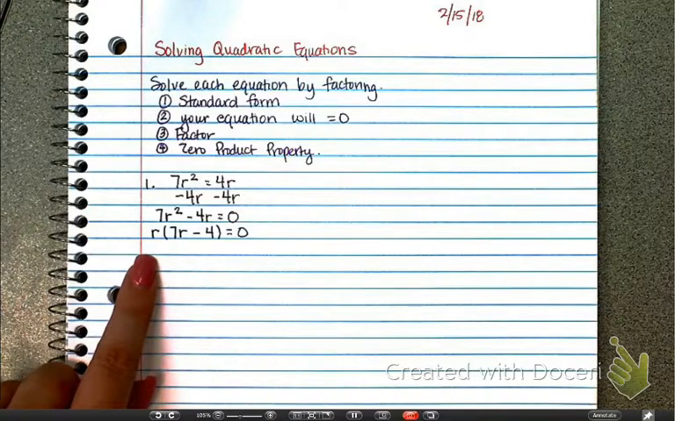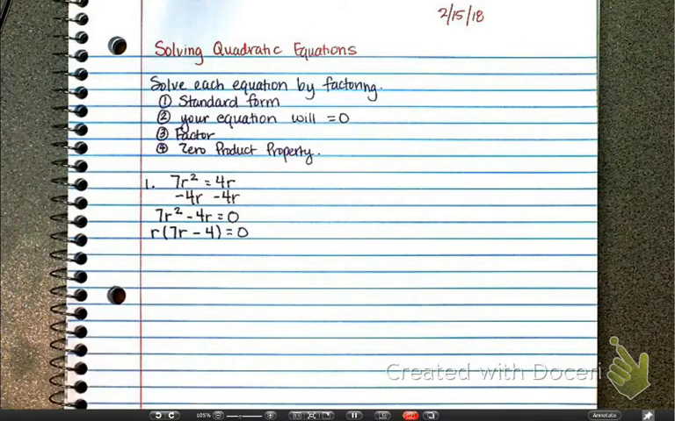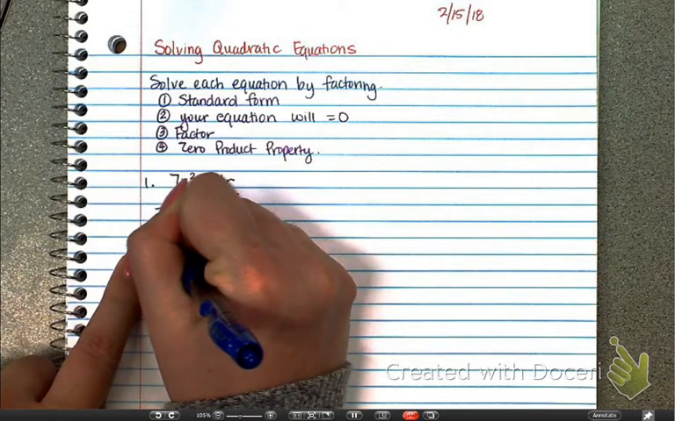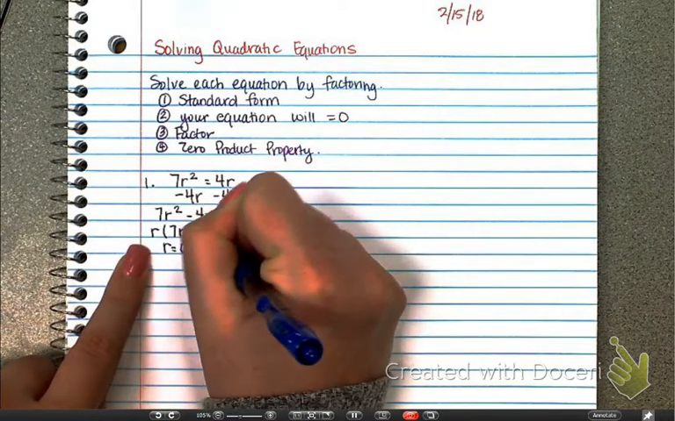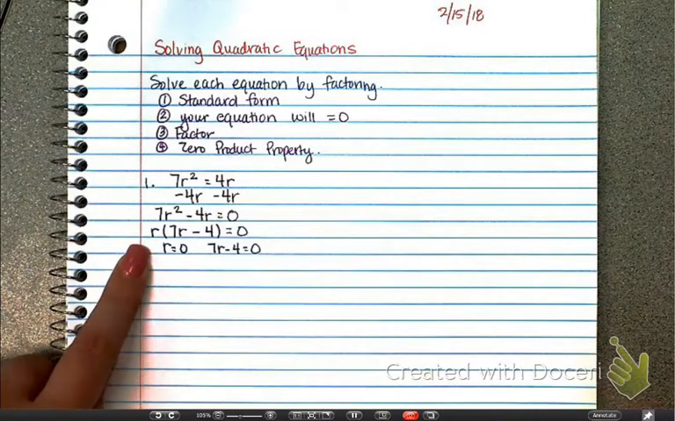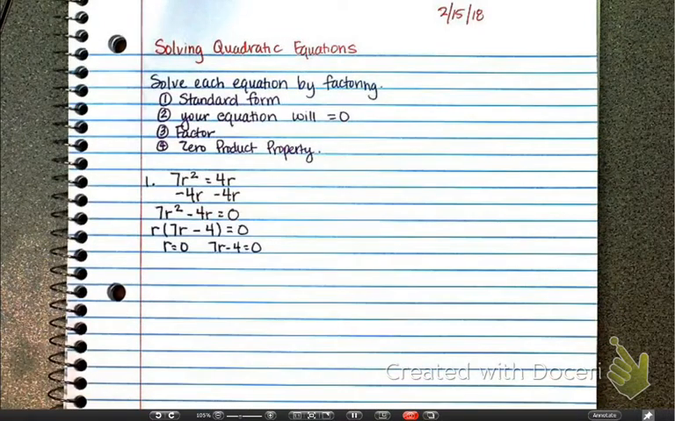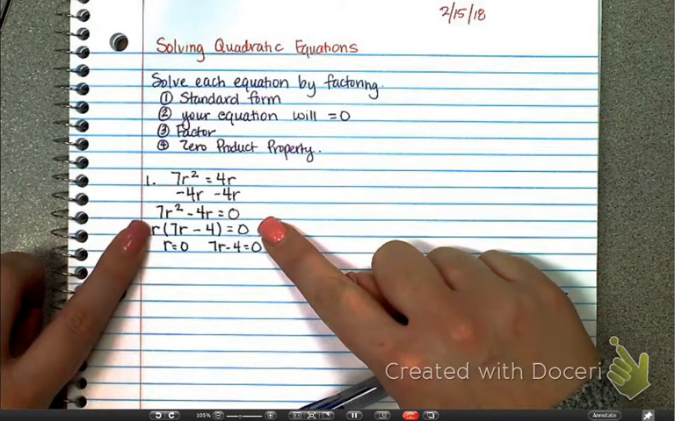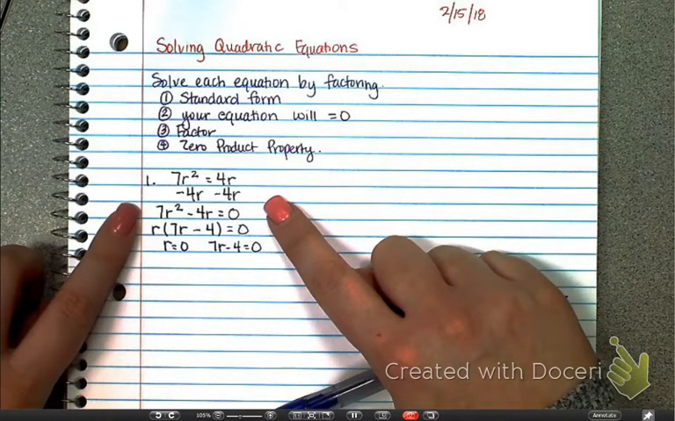Wait, why are you doing that step? Okay. So I'm going to take r and set it equal to 0. And I'm going to take 7r minus 4 and set it equal to 0. Just like we did with the zero product property. This is how I gave it to you when we did that lesson. Now you're doing the extra step because you know how to factor.